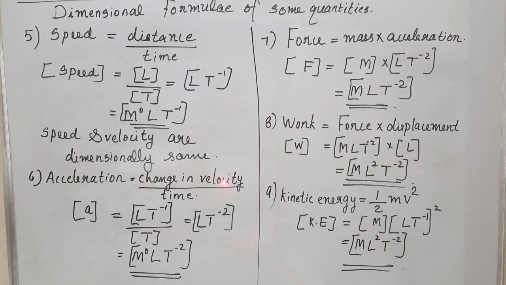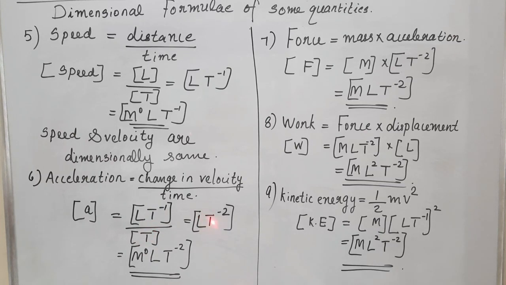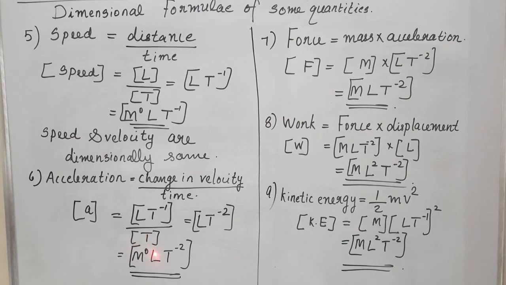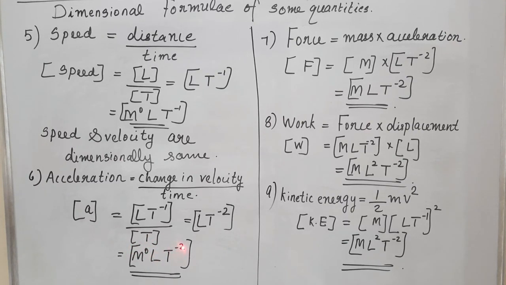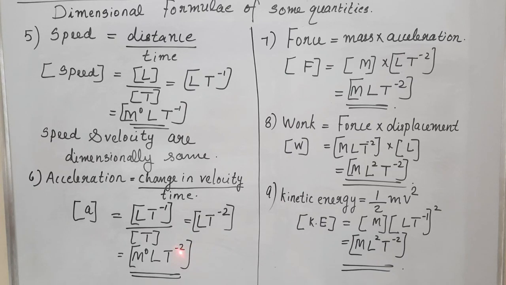Now next physical quantity, that is acceleration. Acceleration is what? Change in velocity by time. Change in velocity has the same dimensional expression as that of velocity. So we have the dimensional expression of acceleration equal to L T raised to minus 1 by T, which is equal to L T raised to minus 2. So we can write it as M raised to 0, L, T raised to minus 2, which means that acceleration has got dimension 0 in mass, 1 in length and minus 2 in time.